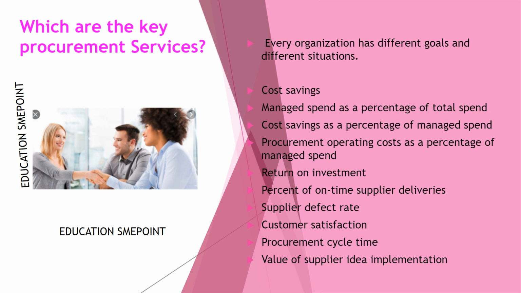Every organization has different goals and different situations. Therefore, the optimal procurement metrics for one organization may not be the optimal procurement metrics for another organization. That being said, there are 10 procurement key performance indicators that all procurement departments should consider including in their metrics. Cost savings, managed spend as a percentage of total spend, cost savings as a percentage of managed spend, procurement operating costs as a percentage of managed spend, return on investment, percent of on-time supplier deliveries, supplier defect rate, customer satisfaction, procurement cycle time, value of supplier idea implementation.